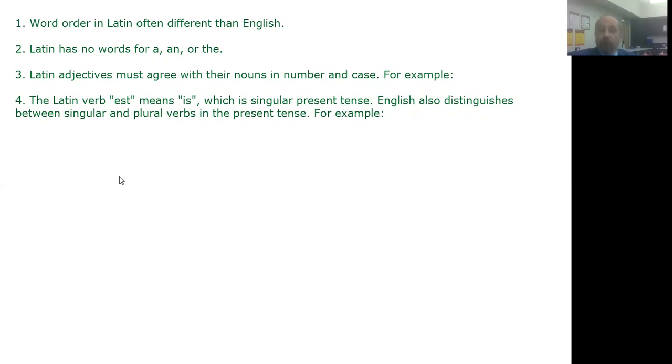Now, for simplicity's sake, all of the adjectives you're going to be looking at in this lesson and the next lesson are all singular. They're all nominative. In other words, all of these adjectives are subject complements. They're adjectives that come after a linking verb and they describe the subject. Okay, so let's look at a few examples before we move on. All right, so let me get this set up now.